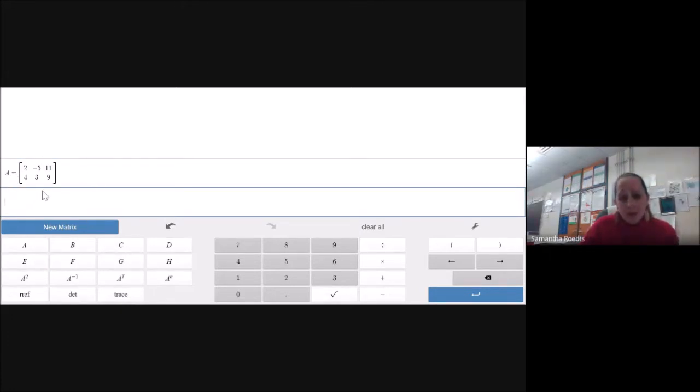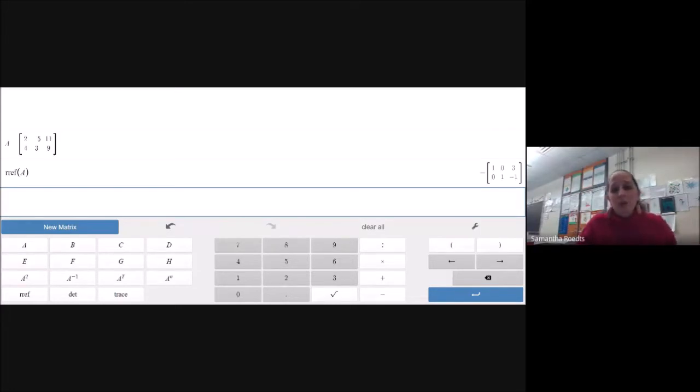Also though in Desmos, if you click on RREF, which stands for Reduced Row Echelon Form, and then type in the letter of the matrix that I created, it gives me a reduced row echelon form. So it tells me that X is 3 and Y is negative 1. There's that calculator for you.